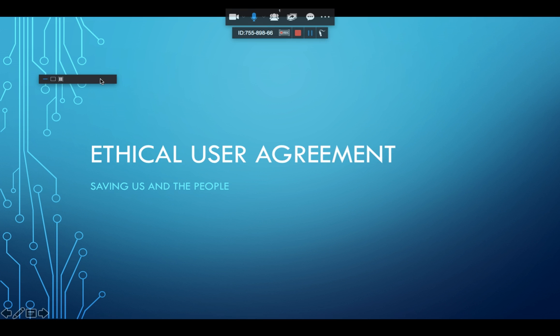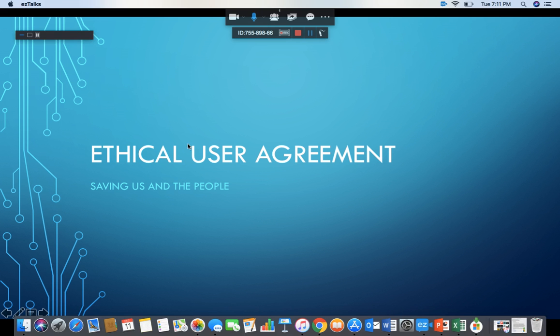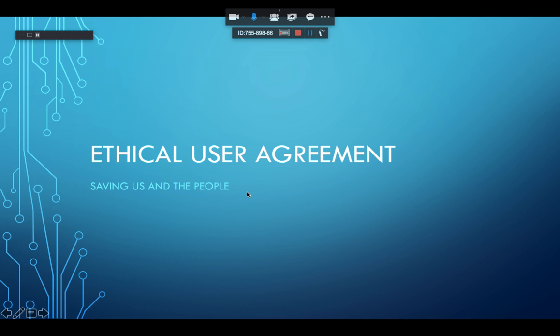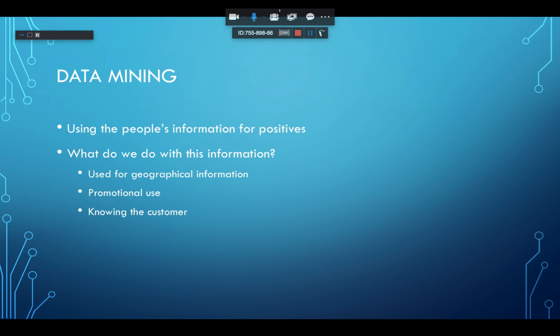All right, what we're going to be looking at here today is the ethical user agreement and why we need to save us and the consumer. So first, let's talk about data mining. Data mining is the using of people's information for positives.